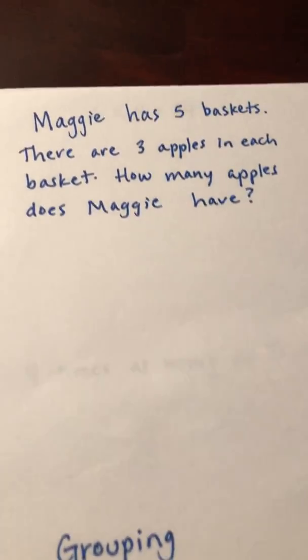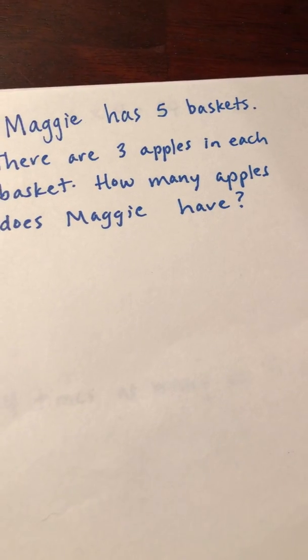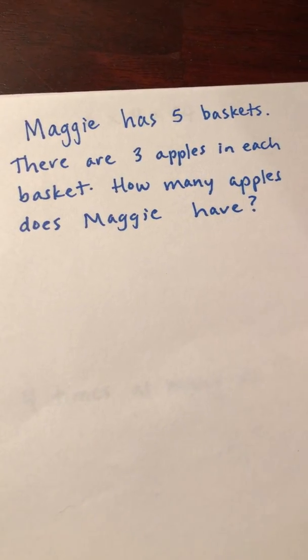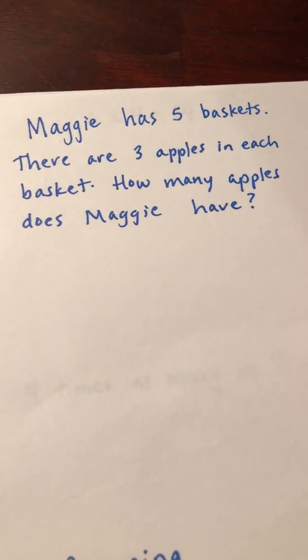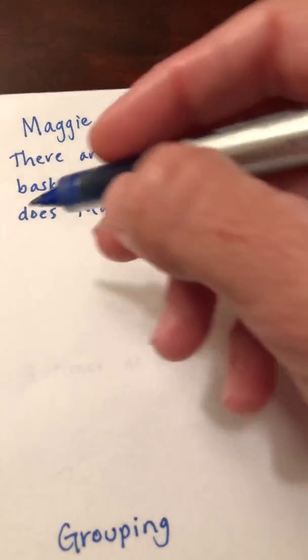Most of what we've done so far this year and in 3rd grade has been grouping problems. So here's an example of one of those and how we have modeled and written number sentences for them. Maggie has 5 baskets. There are 3 apples in each basket. How many apples does Maggie have?